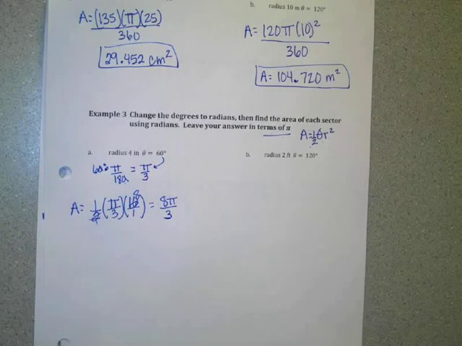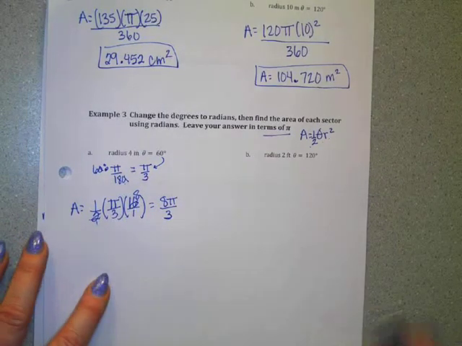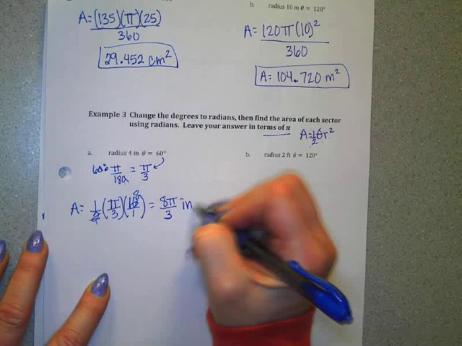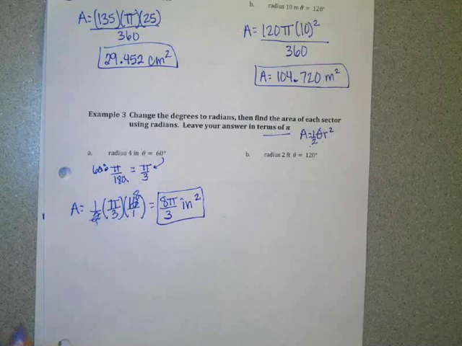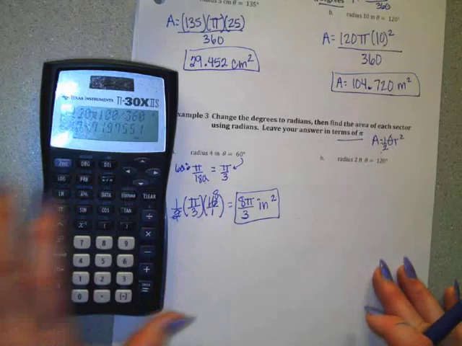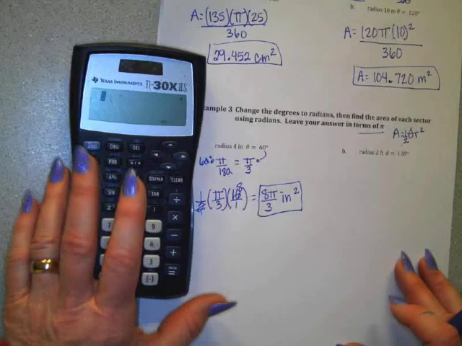So that's my exact answer, 8/3 pi, and then it would be inches squared. Now, if you want to use your calculator, I'm just going to show you how it's not all that really nice when you use the calculator.